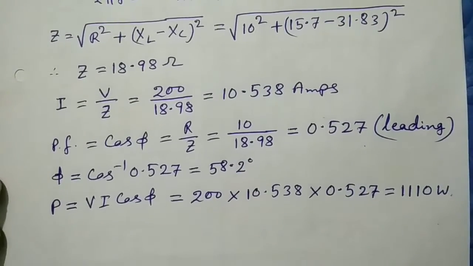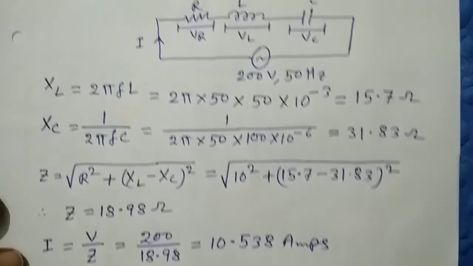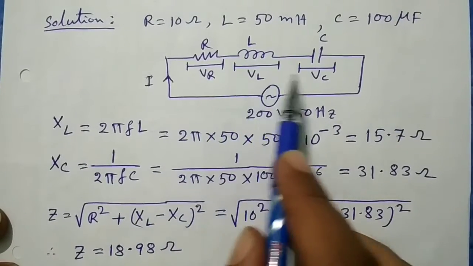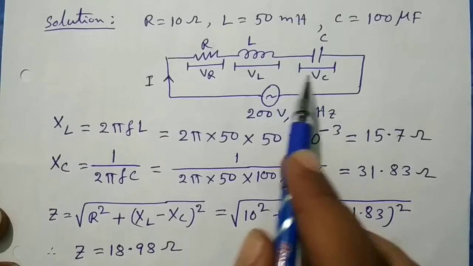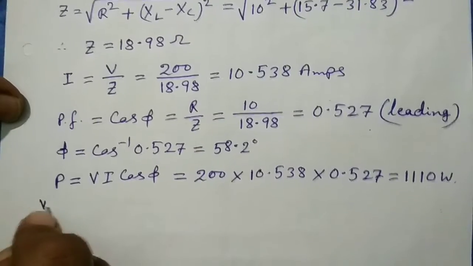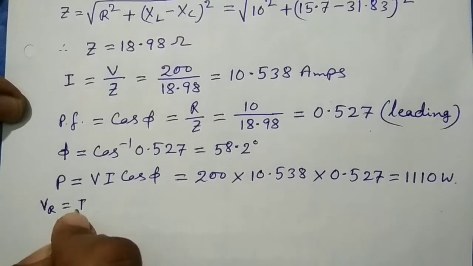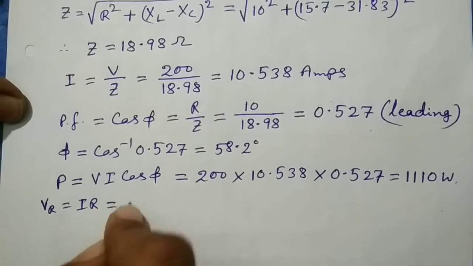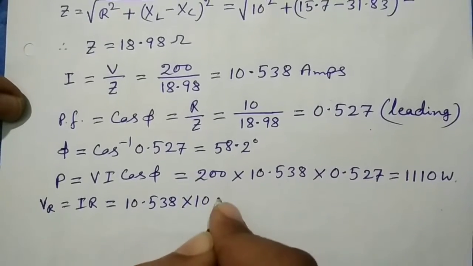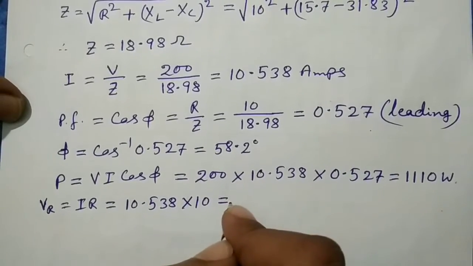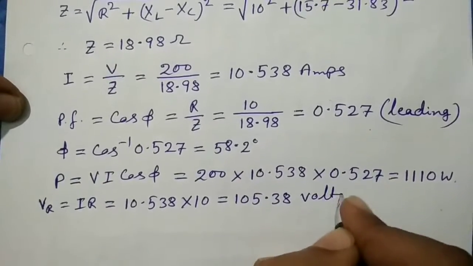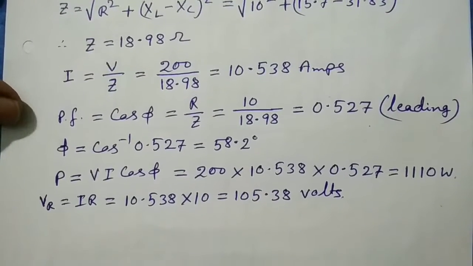The next is the voltage drop across each element. That means in the circuit that I have shown, VR, VL and VC. So these are the voltage drops across individual elements. We know that the voltage drop across a resistor VR can be written as I into R. So here the value of I is 10.538 and the R is given as 10. So it will be 105.38 volts. That is the voltage drop across the resistance.